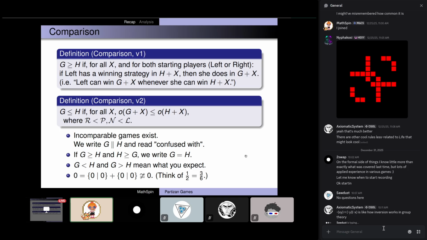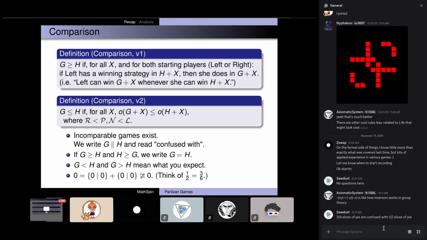So this was very fast. Any questions about these orders or this notation? Okay.